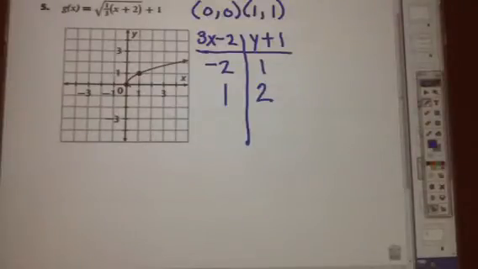We're now going to plot those points. The very first point is going to be our end point. So negative 2, 1. And then 1, 2. So our graph would go just like that.